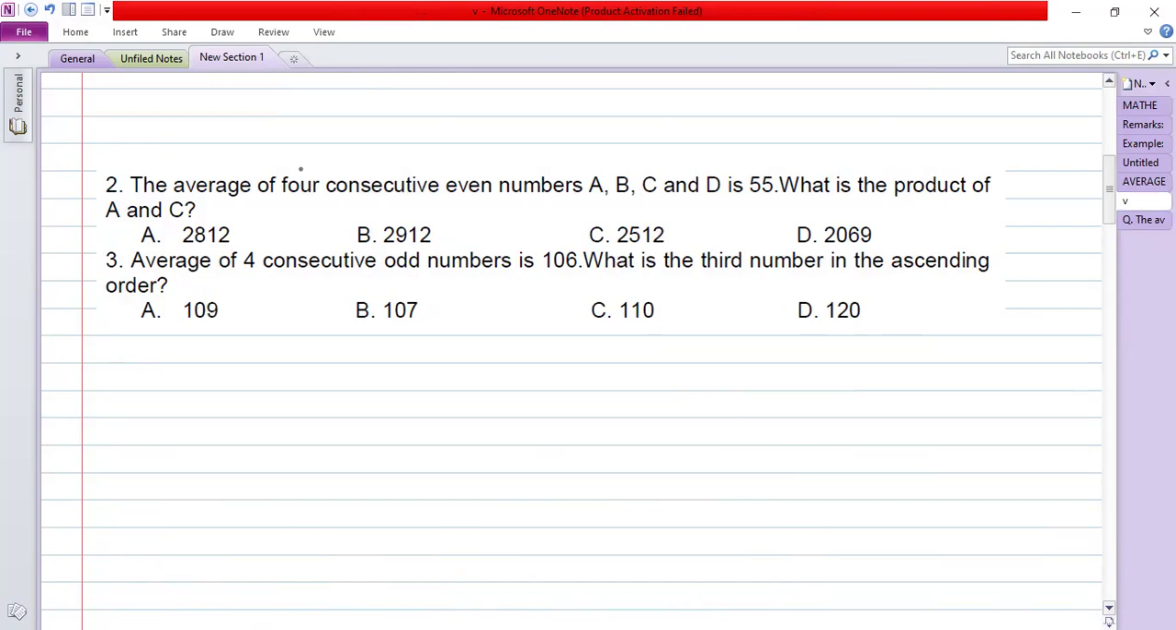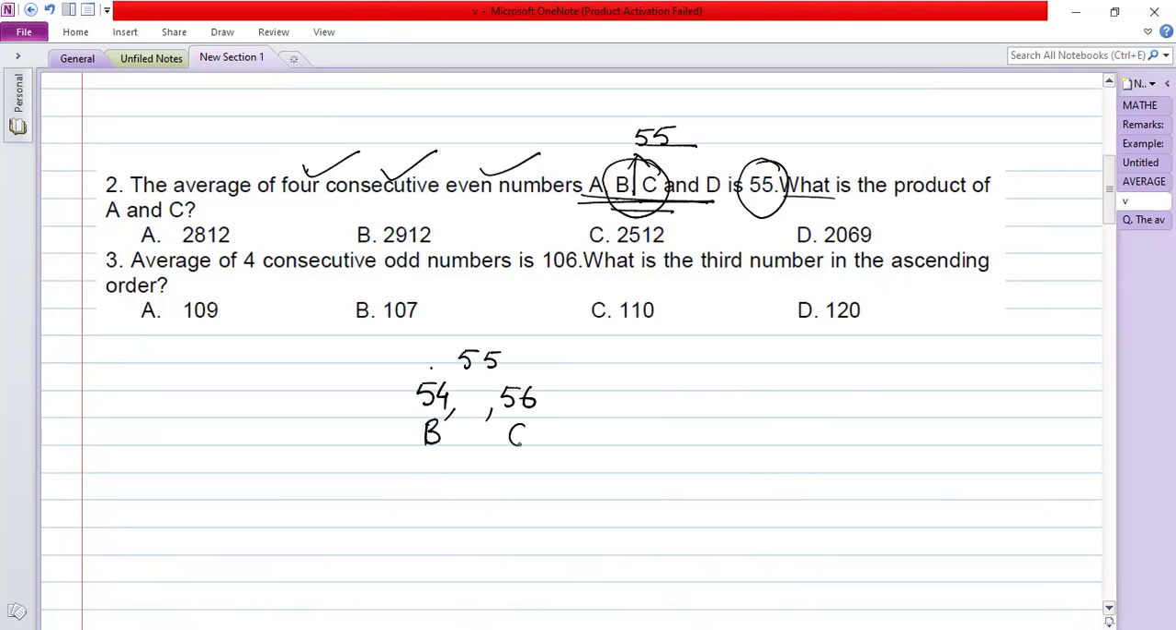Now, the average of four consecutive even numbers A, B, C, D is given to be 55. Then what is the product of A and C? Actually, this 55 will be in the middle of B and C, because B and C are the two middle terms. The 55 is the average of B and C. So B will be 54 and C will be 56. Please mind, this is our B, this is our C.